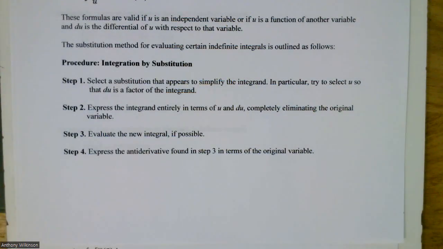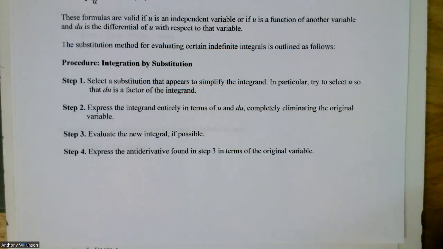Number one, you're going to select a substitution that appears to simplify the integrand. In particular, you want to try to select u so that du is a factor of the integrand. And then step number two is to express the integrand entirely in terms of u and du. That is completely eliminating the original variable. And then step number three is to evaluate the new integral if possible. And then step number four is to express the antiderivative found in step three in terms of the original variable.